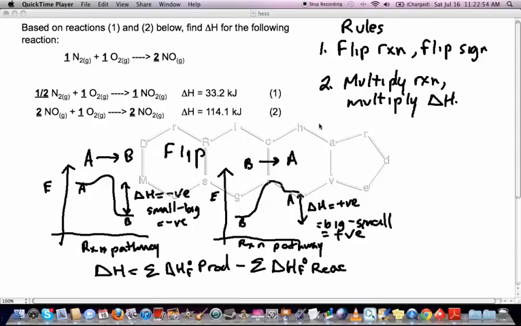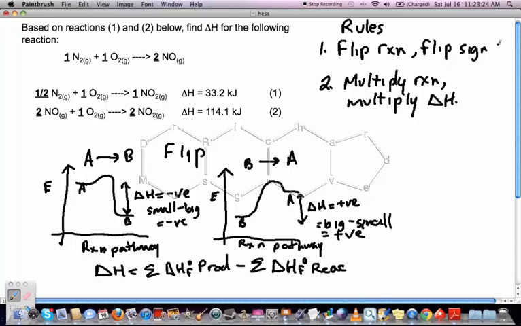Now we can use Hess's principles about path independence to solve these kinds of problems where we want to find the delta H of a reaction, and we've got reactions that can add up to give that reaction if we manipulate them. There's two rules that we're going to use when manipulating reactions in order to get them to add up to this reaction. The first rule is if we flip a reaction, we're going to flip the sign of delta H. I'll write that down there.